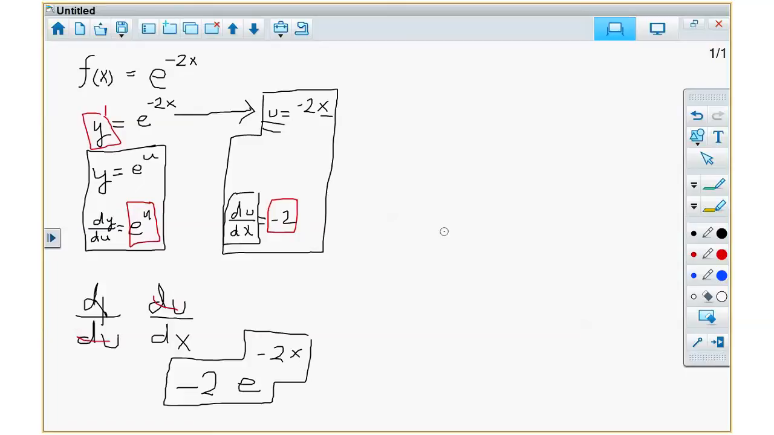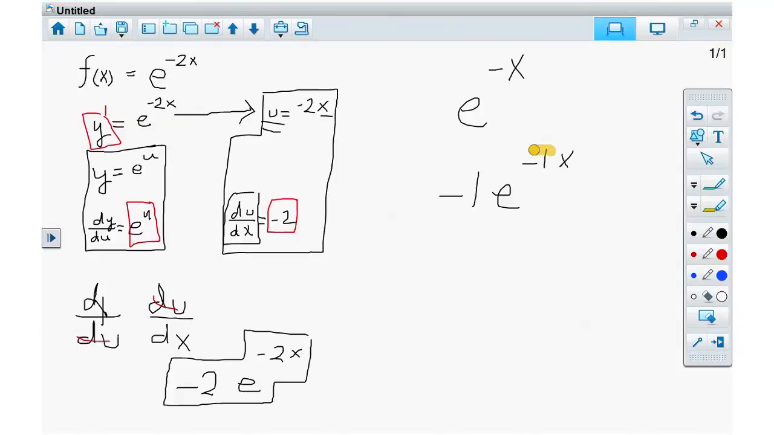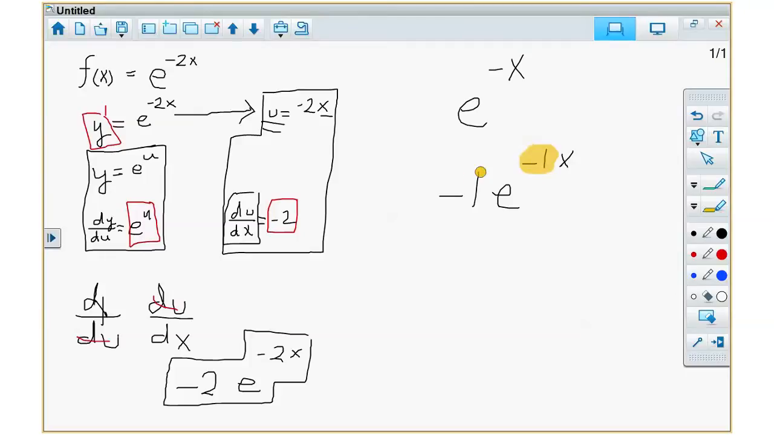So if I give you e to the negative x, you can actually just take the coefficient and do what? Pull it out front. That's all you have to do. So this would be negative 1 e to the negative 1x. See? And that 1, now I'll show you the relationship. There's the negative. There's the negative. There's your relationship right there.